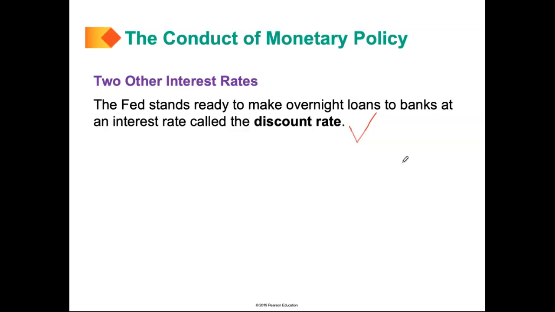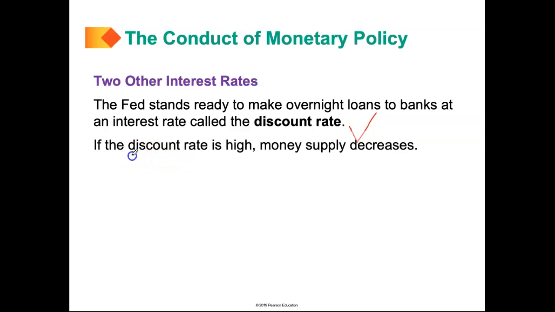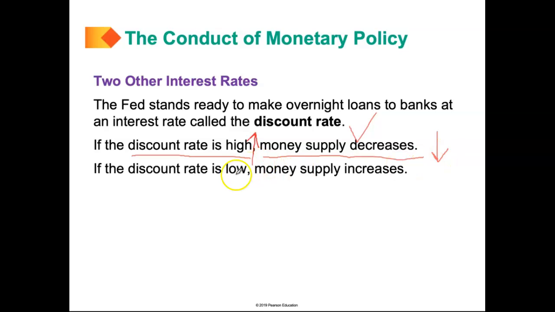Now, if the discount rate is high, banks are more reluctant to borrow money from the Federal Reserve. So in that sense, they don't have enough money or capital to increase the money supply. So if the discount rate increases, the money supply decreases. Okay, the beauty about economics is that the opposite is always true. If the discount rate is low, banks can borrow as much money from the Federal Reserve and hence create more money. So the money supply increases if the discount rate is low.